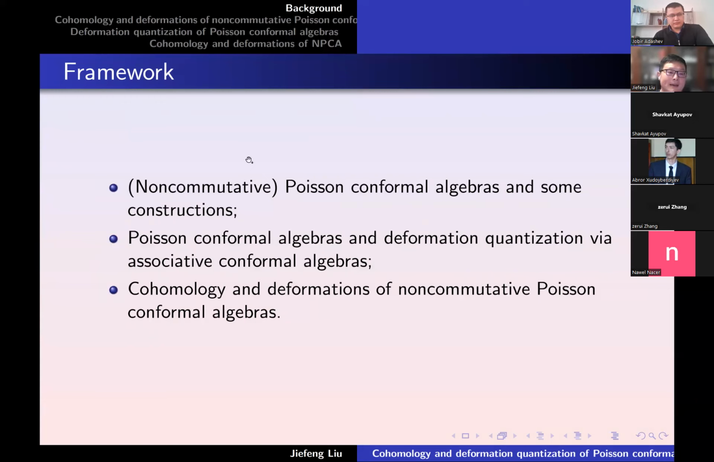The following is the framework of my report. First, I will give the notions of Poisson conformal algebra and some constructions. Then I give the deformation quantization of associative conformal algebras. Third, I will give the cohomology and deformation of Poisson conformal algebras.